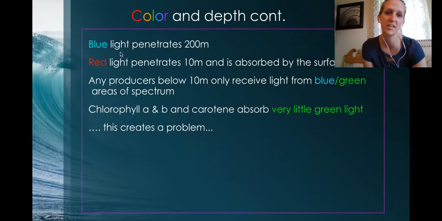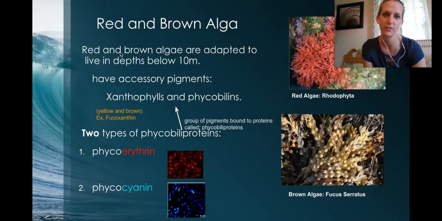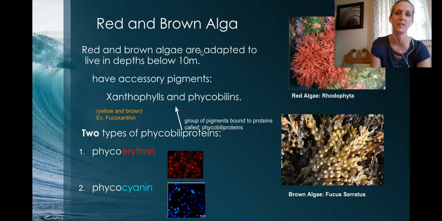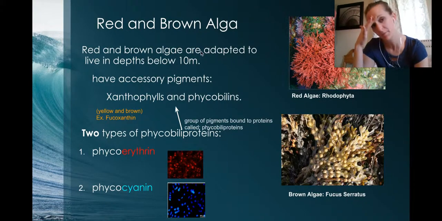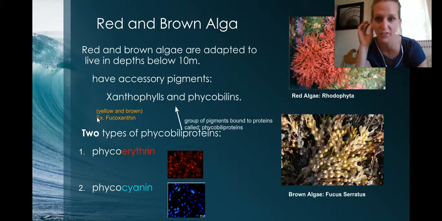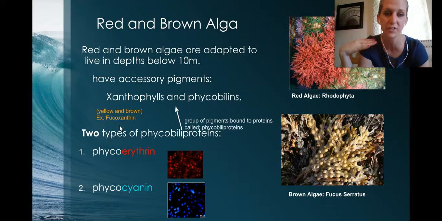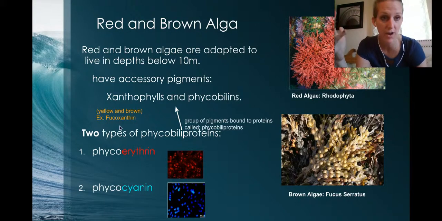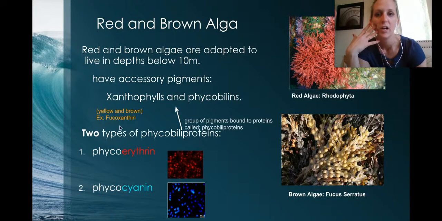Chlorophyll A and B and carotene absorb very little green light. Great. Okay. Red and brown algae are adapted to live at depths below 10 meters because they have so many accessory pigments. So they have xanthophylls and they have phycobilins. Fucoxanthin is an example of a xanthophyll, and it shows yellow and browns. That's fine. I mean, if I were a plant, I would be okay with showing yellow. It's not that great of a color.